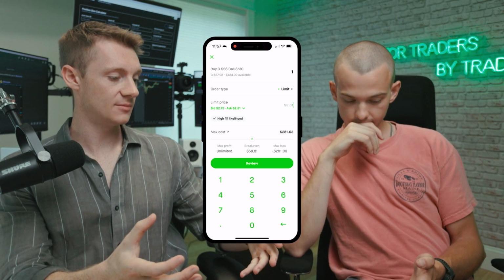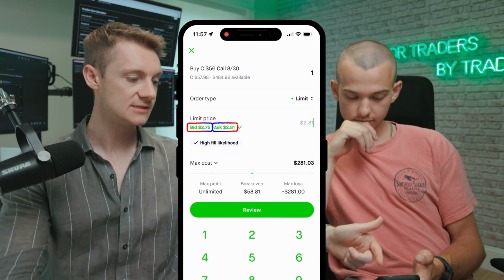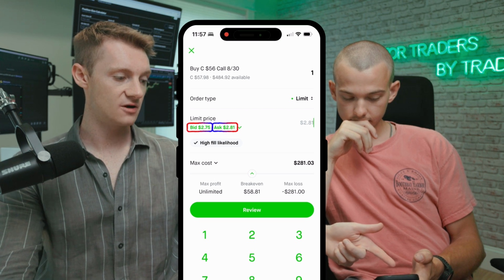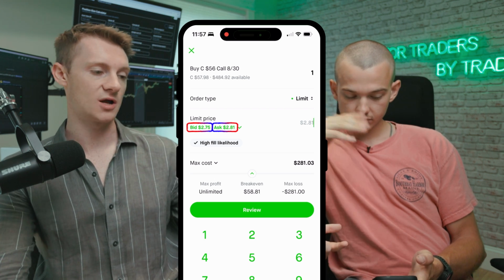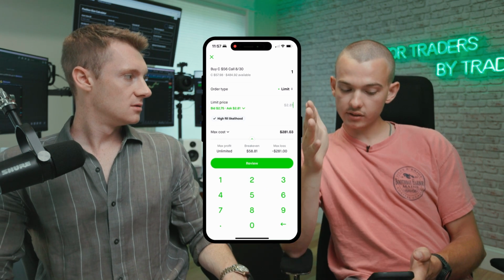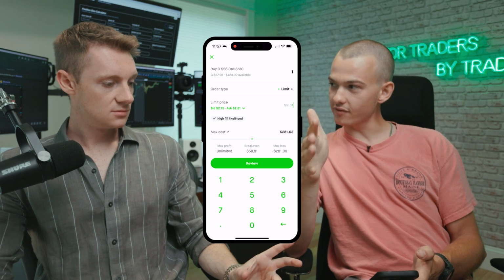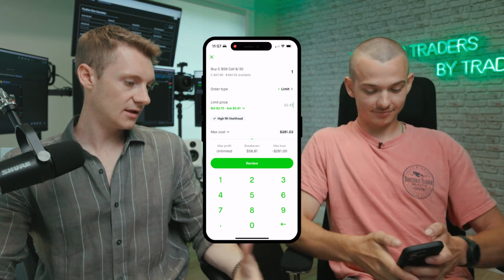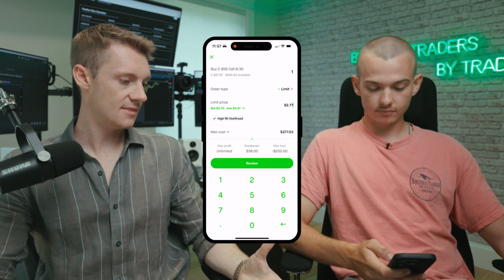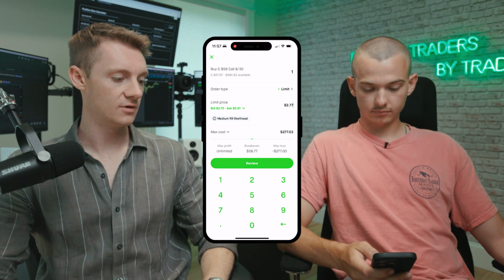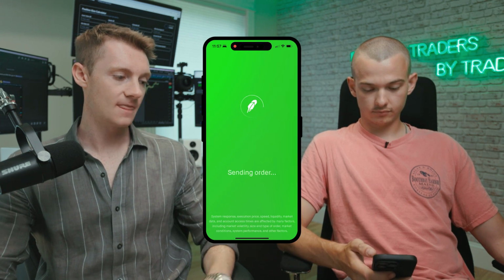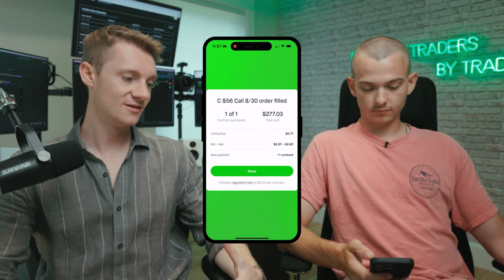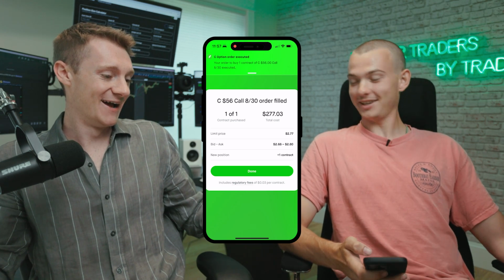Obviously, if you want to place a limit order, you could see here the bid and the ask. So the bid is $275 a contract. The ask is $281 a contract. So let's throw it right in the middle, 277. Okay, kind of like around the mid. Yeah, 277, and then swipe up and send that thing through if you're ready to place that order. And then we could see if you'll get filled. And it looks like you're filled right away. Cool. Sweet.